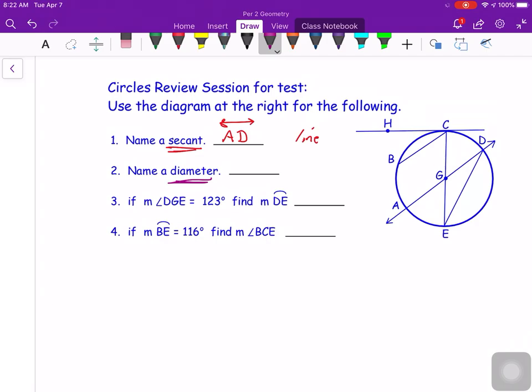A diameter is really a chord that passes through the center of the circle. So it can be a distance or it can be a segment. Usually when they ask you to name it, they're asking for the segment. So I put a segment symbol, and then I'm going to put C to E.